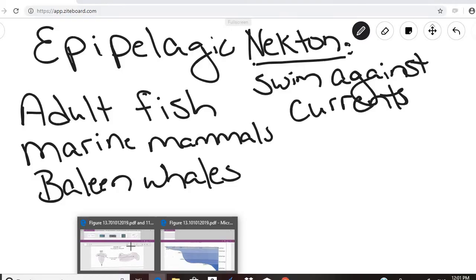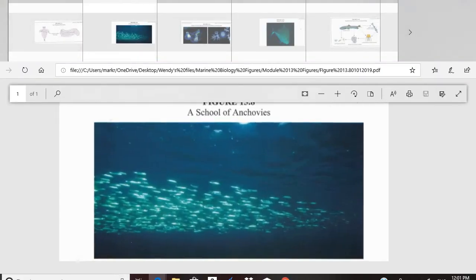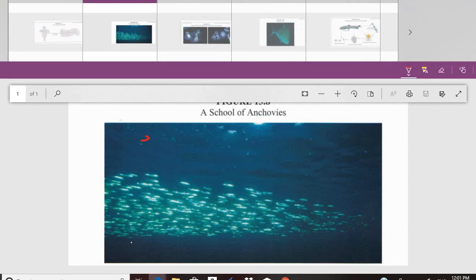One example that I believe I have a picture of. So here is a school of anchovies. These small fish that swim in schools would eat zooplankton. So again, they live in the epipelagic zone, but they are nectonic, and so they would eat zooplankton in that area.